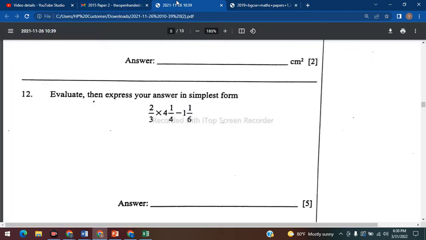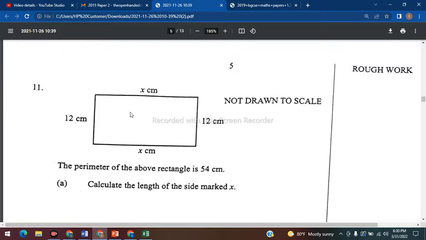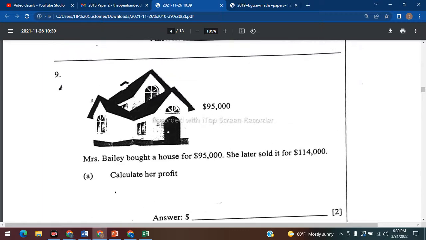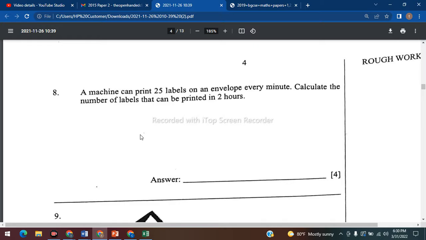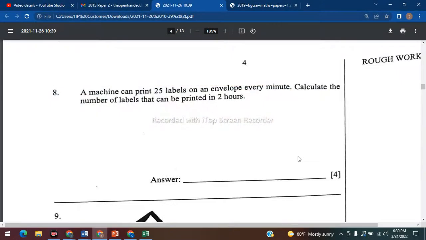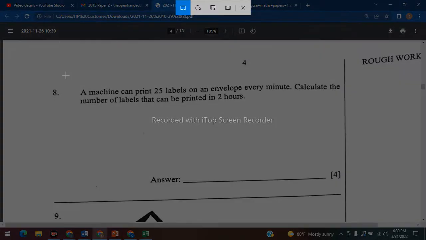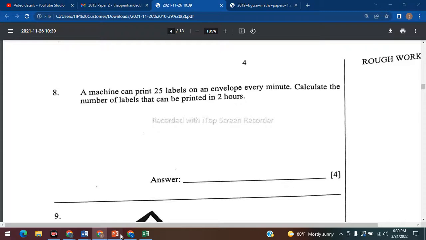Let's continue. So we already did number 12. Let's go on to number 11. We already did number 11 with the perimeter and stuff like that. All right, so let's go on to number 8. It should be pretty easy. Four points though.